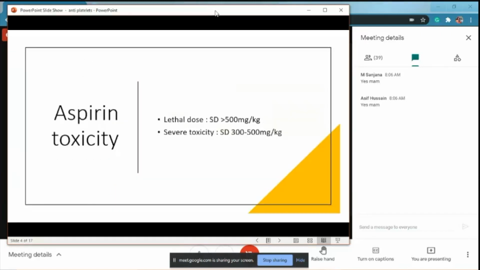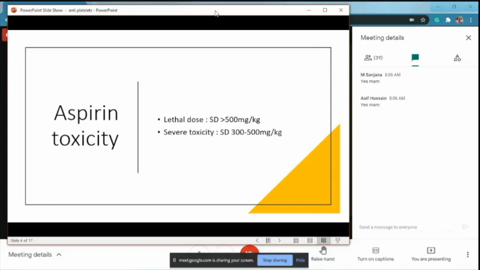Now, let's have a look at aspirin toxicity. Excess use of aspirin can cause toxicity. It can be acute toxicity or chronic toxicity, right? So what is the lethal dose of aspirin? If a patient takes a single dose, SD stands for single dose here, of more than 500 milligrams per kilogram, then it can be a lethal dose. That can lead to acute toxicity, even death. So again, you have to remember the dose here: a single dose of more than 500 milligrams. And if it is between 300 and 500 milligrams, it can lead to severe toxicity.